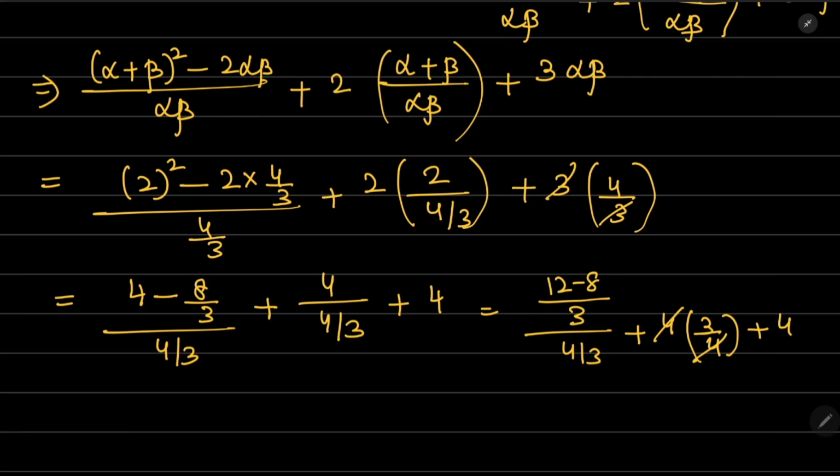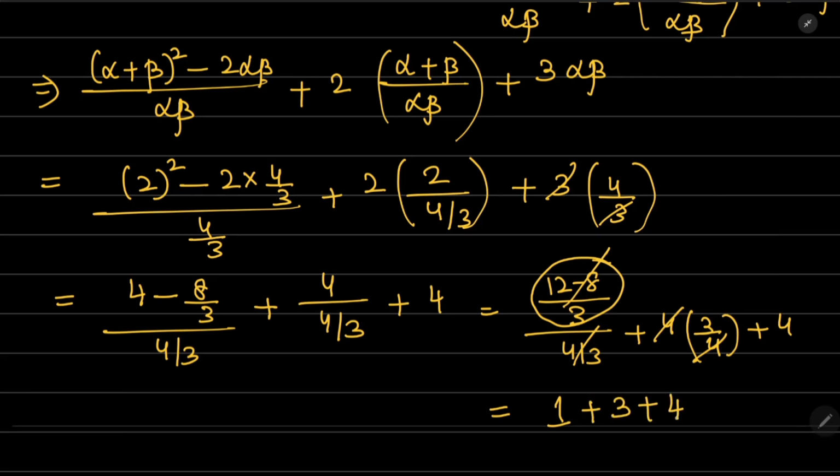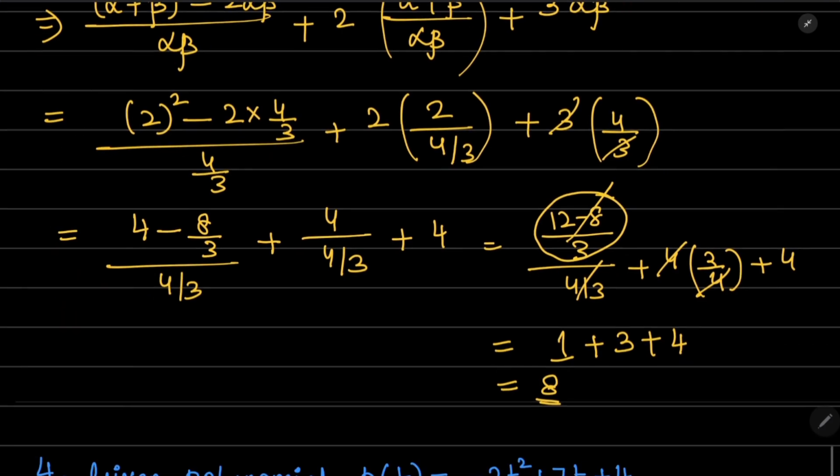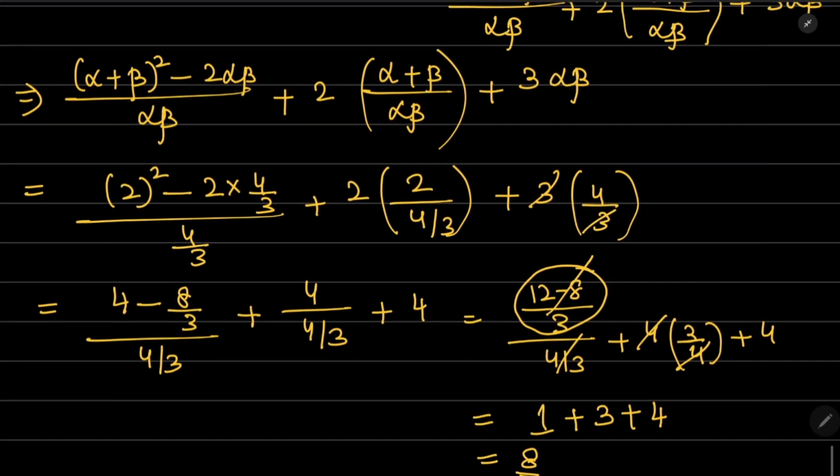I can replace this 12 minus 8 by 3 as 4 by 3. So 4 by 3 will get cancelled. So the first term will be 1 plus 3 plus 4. So what is it? 4 plus 3 is 7. 7 plus 1 is 8. So the final answer is going to be 8.